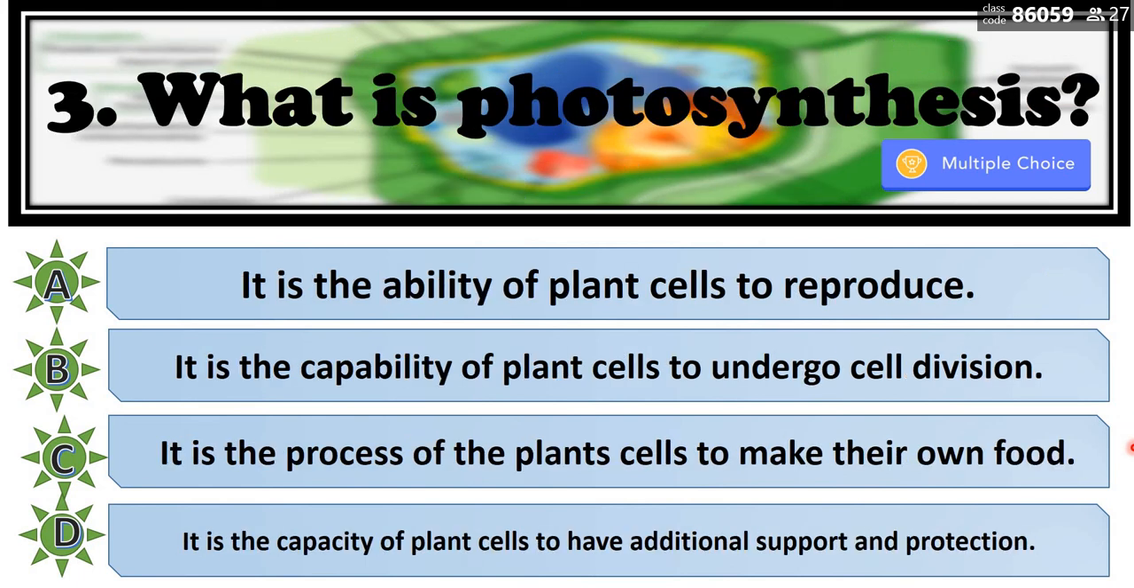Let's move on with the number 3 question. What is photosynthesis? A. It is the ability of plant cells to reproduce. B. It is the capability of plant cells to undergo cell division. C. It is the process of the plant cells to make their own food. Or D. It is the capacity of plant cells to have additional support and protection. Okay, time is up. The correct answer for this is letter C. It is the process of the plant cells to make their own food.